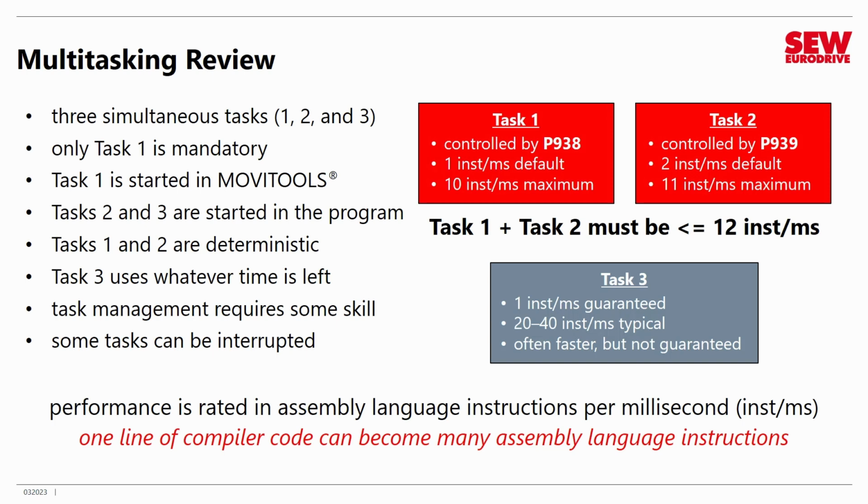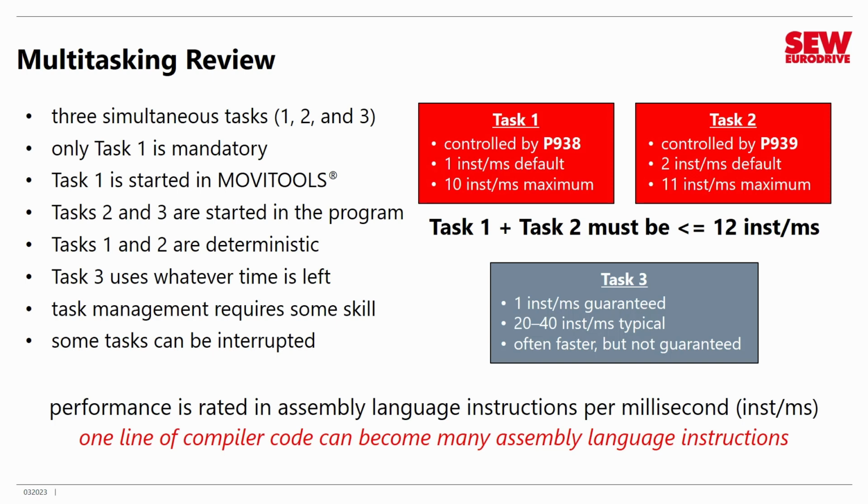Task number 3, remember, is not deterministic. It just uses whatever's left over, and it typically executes 20 to 40 instructions per millisecond. It can be faster, but it's not guaranteed. In fact, all they really guarantee you is 1 instruction per millisecond. As you can guess, tweaking your task's performance is something of a skill that you develop, and it can be tricky to get things right.